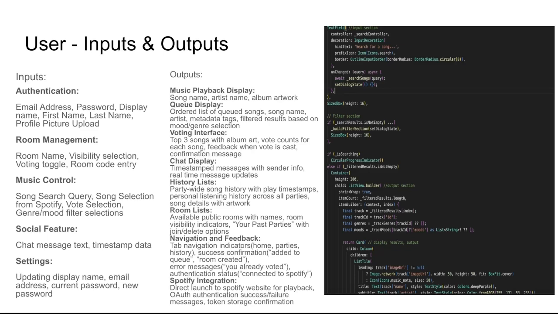The code on the right demonstrates the input-output flow in the queue. Users input their search query in the text field, which triggers the Spotify API search. The output is a list view displaying the filtered results as cards, each showing the song's artwork, name, artist, and the dynamically generated mood and genre chips. Whenever they tap a song, it's added to the queue, and they receive immediate visual feedback through a snack bar confirmation.